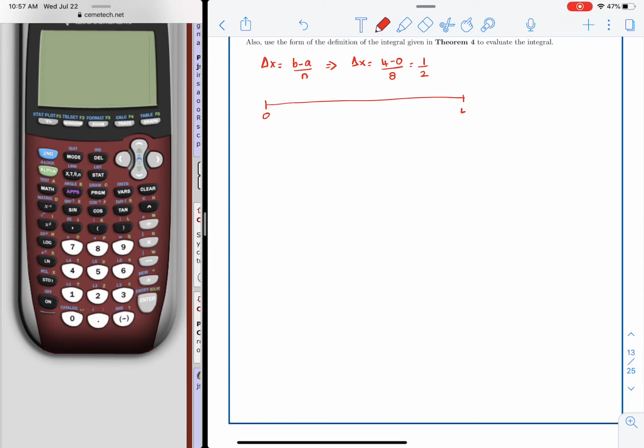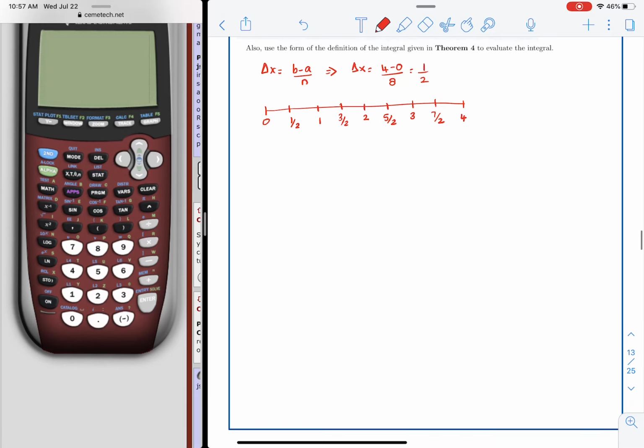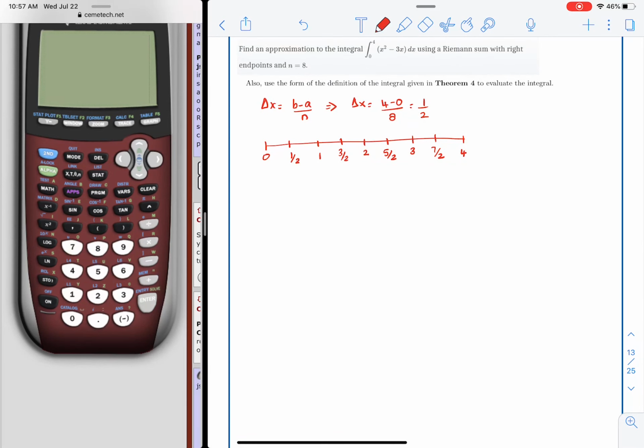Zero, 4, and the endpoints would be 1/2, 1, 3/2, 2, 5/2, 3, and 7/2. So we are looking at the right endpoints. So what we have to do is select 4, 7 over 2, 3, 5 over 2, 2, 3 over 2, 1, and 1 over 2. And if you look at it, that would be 8 points.